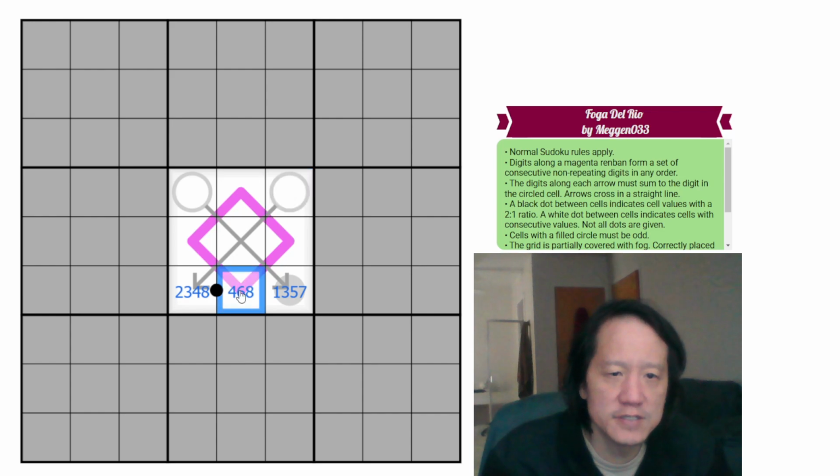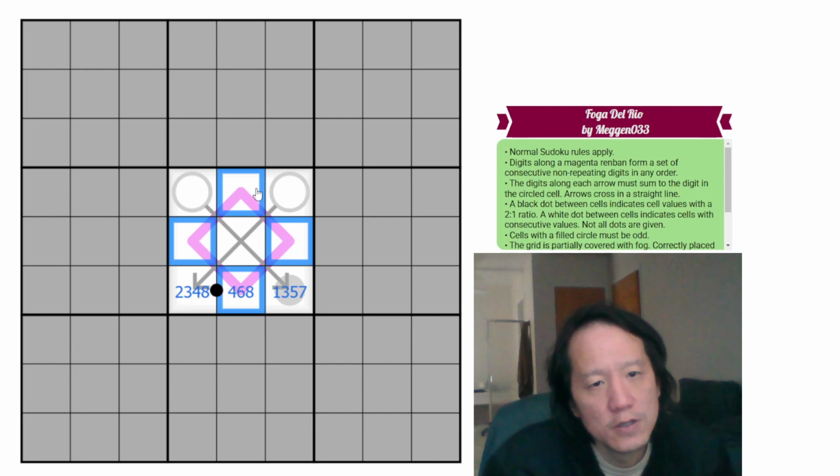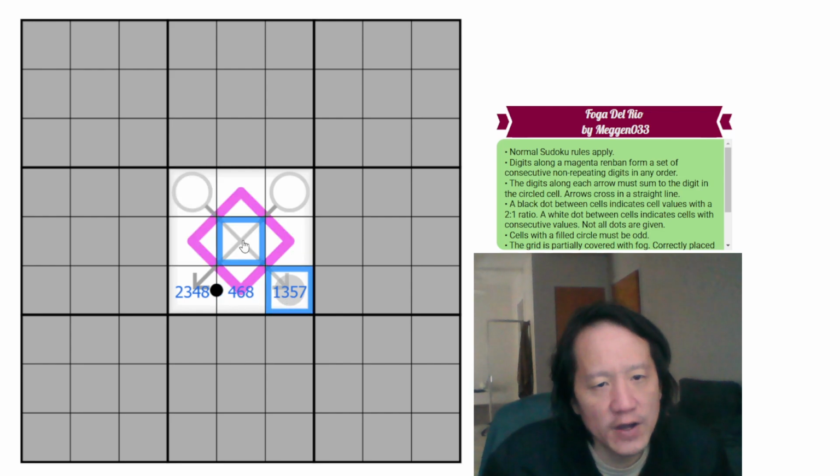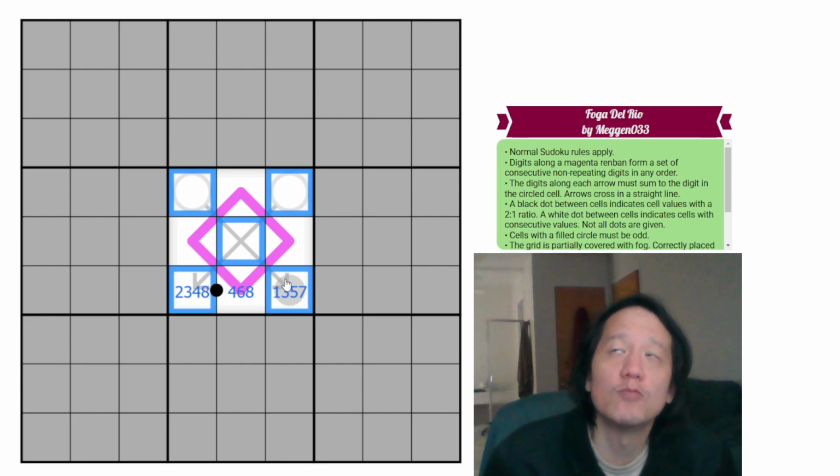So if this is 6, 7, 8, and 9 in this Renban, actually, any Renban, right? So say this was 6, 7, 8, and 9. You would have to have 1, 2, 3, 4, and 5 along in these arrows and circles, right? How does that work?